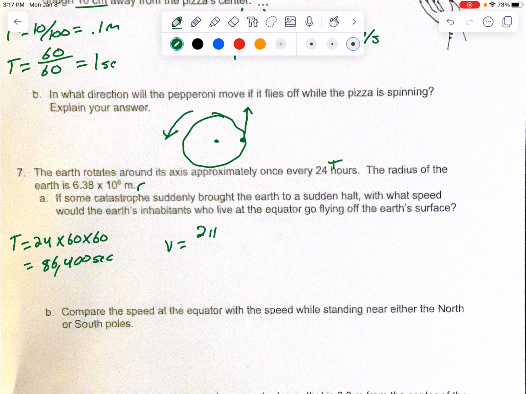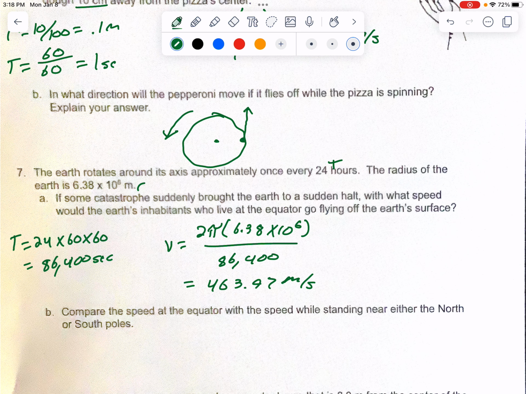Velocity is 2 pi times your radius, which is 6.38 times 10 to the 6th, all divided by your T, which is 86,400. And that gives you a velocity of 463.97 meters per second. So, even though you don't necessarily feel that, if the Earth were to stop, that's how fast everything would keep going in that direction.